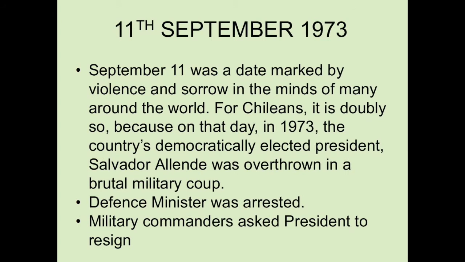September 11 is a date marked by violence and sorrow in the minds of many people around the world. But for Chileans, it is doubly so, because on that day in 1973, the country's democratically elected president Salvador Allende was overthrown in a brutal military coup. After that, the defense minister was arrested. Military commanders asked the president to resign.